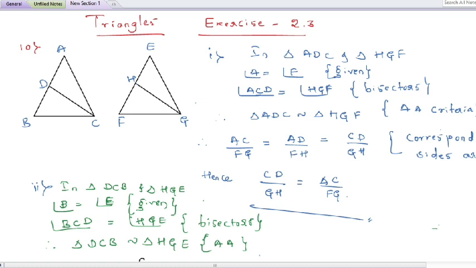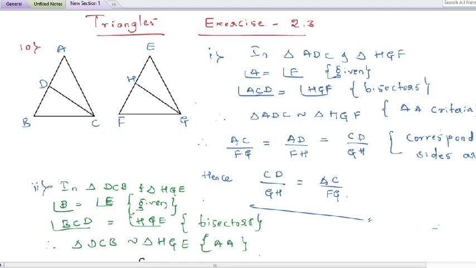CD and GH are respectively the bisectors of angle ACB and angle EGF such that D and H lie on the sides AB and EF of triangle ABC and triangle EFG respectively. If triangle ABC is similar to triangle FEG, show that CD by GH is equal to AC by FG.